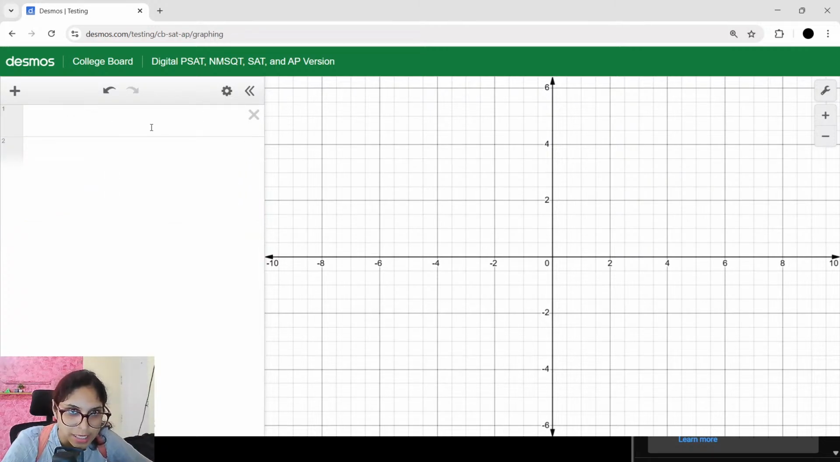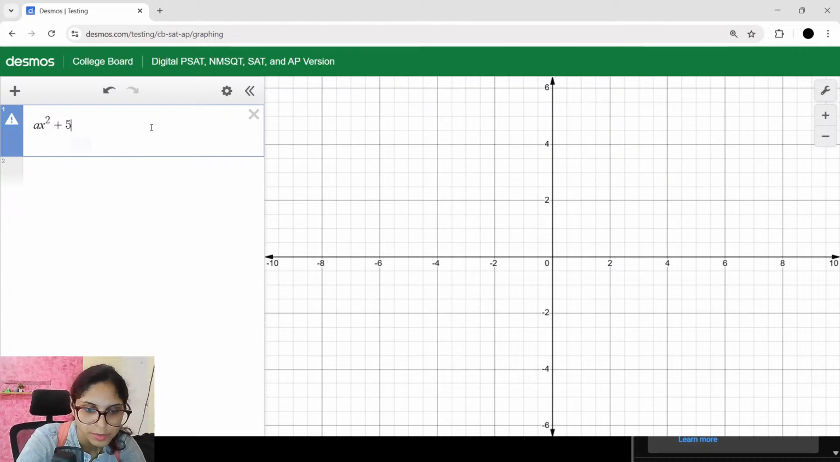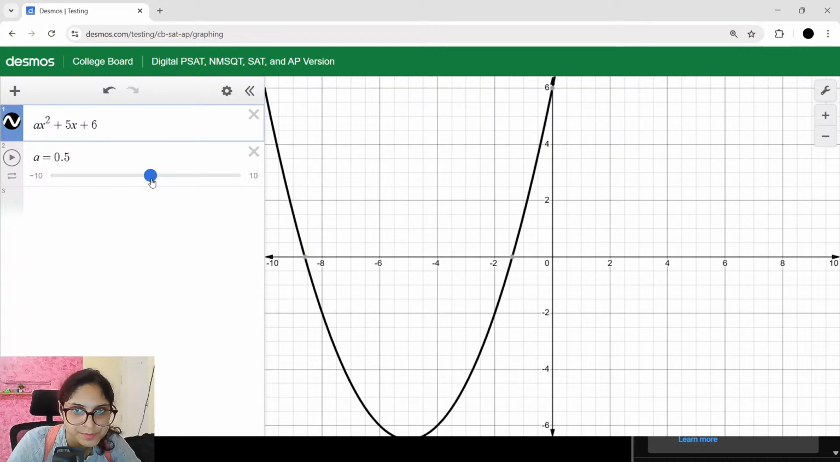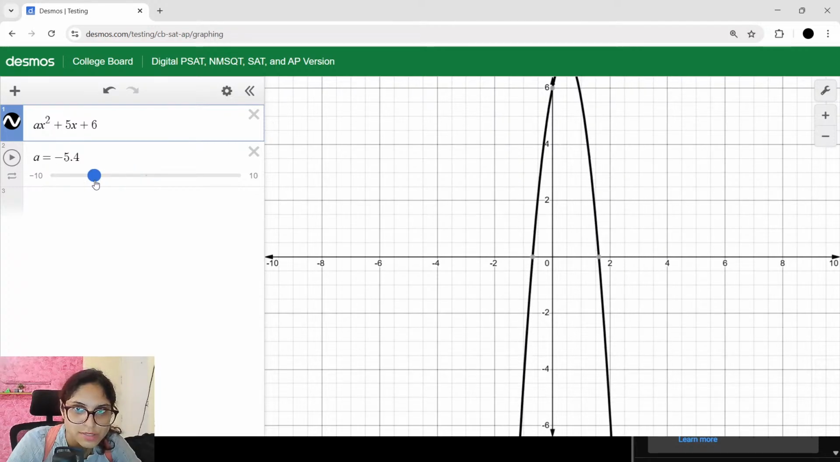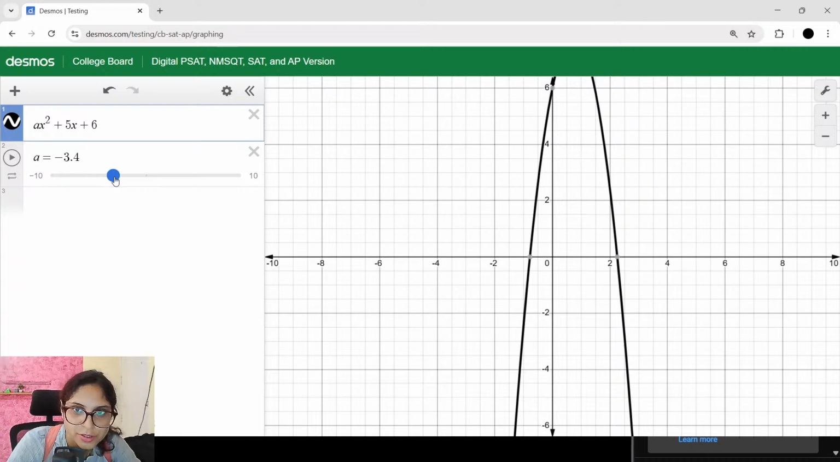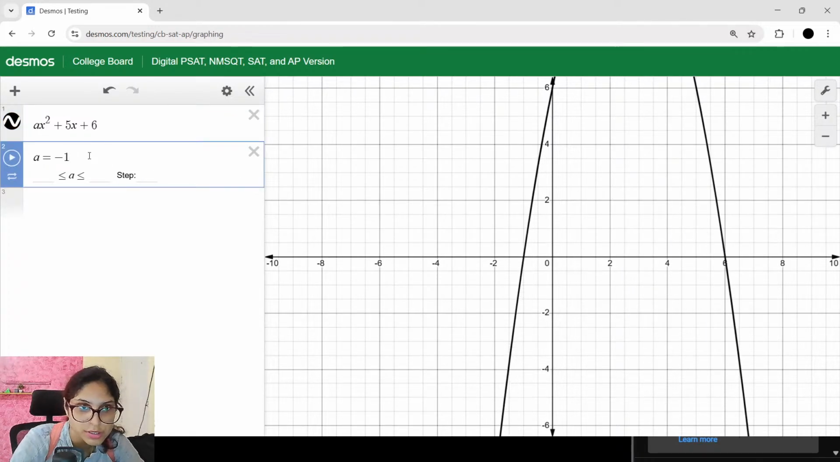And now there's something known as slider. For example, you have a x squared plus 5x plus 6. So you can add a slider and you can change the values. So this is very helpful when you have to figure out a parameter in SAT questions and your options are given. So you can just type your options.